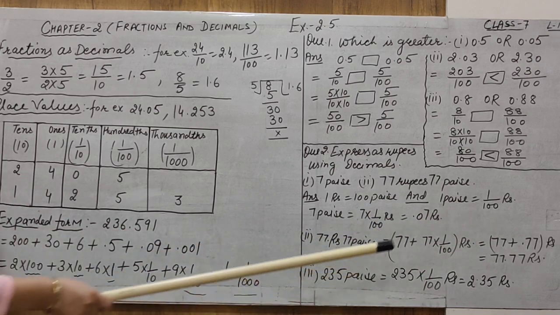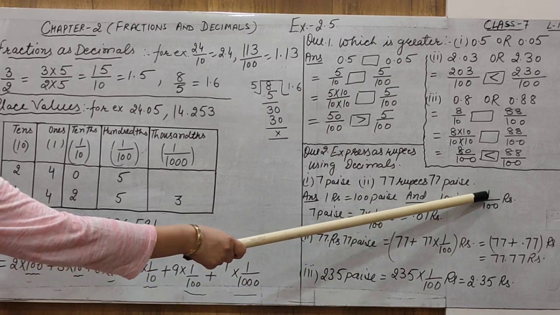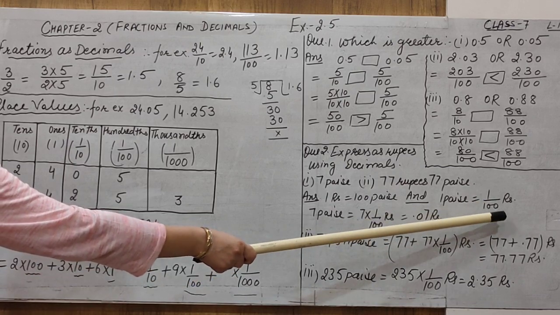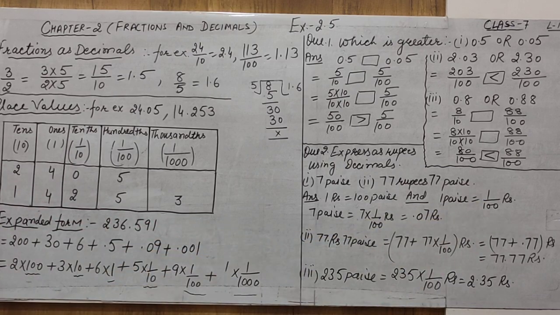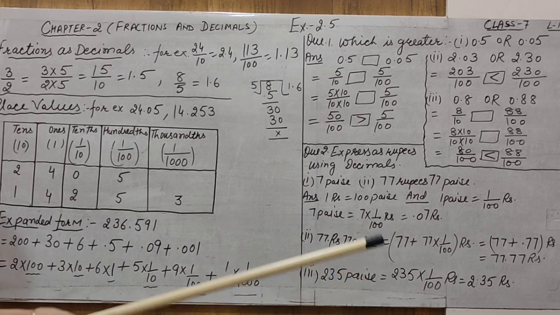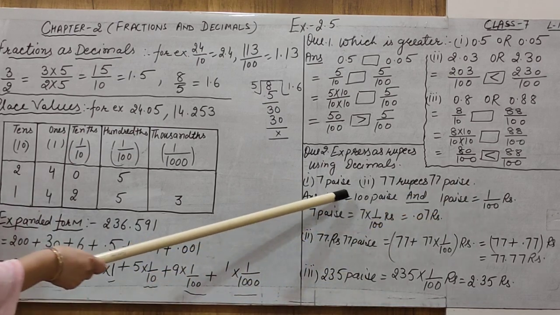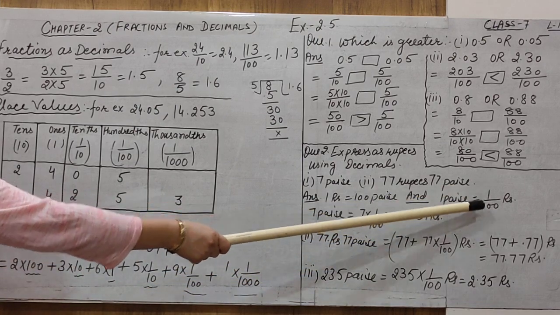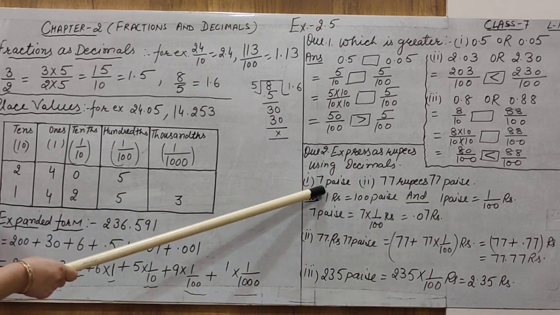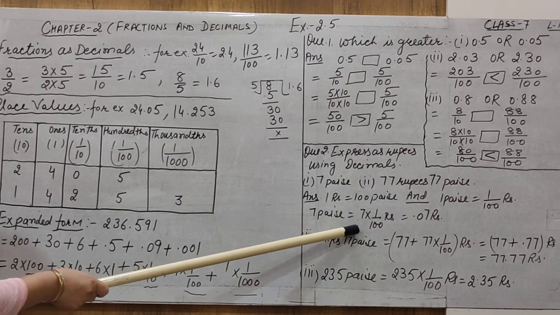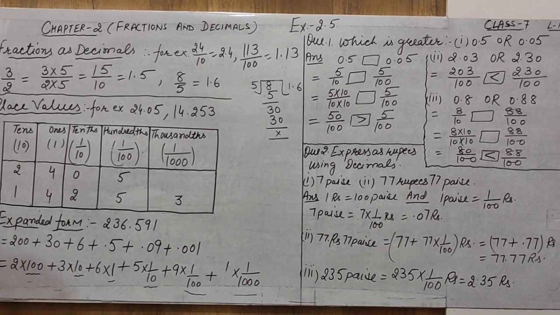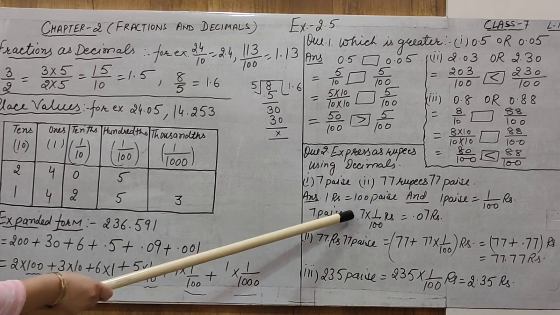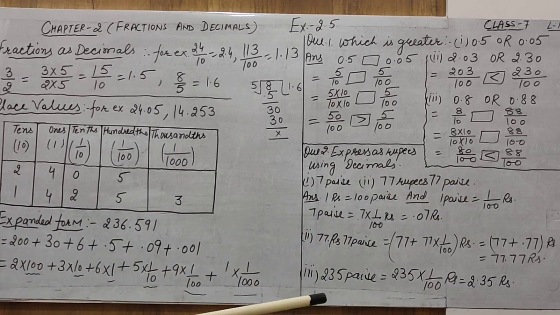Alright, so 1 paisa is equal to 1 upon 100 rupees. That is, 1 paisa is the 100th part of 1 rupee. Alright. So you understand na these units relation. So if 1 paisa is equal to 1 upon 100 rupees, then 7 paisa is equal to 7 into 1 upon 100 rupees. Simple. 1 paisa 1 upon 100. 7 paisa 7 upon 100 rupees.